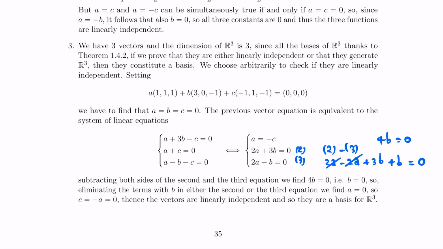But if b equals 0, then we can erase this term, and what we get from 2 and 3 is that 2a equals 0, that is, a equals 0. So we have a equals 0, b equals 0, and a equals minus c. So c is equal to minus a, which is 0, and also c is 0. In turn, all the coefficients a, b, and c are 0, and so these three vectors are linearly independent, and being three vectors in R3, which has dimension 3, they constitute a basis for R3.